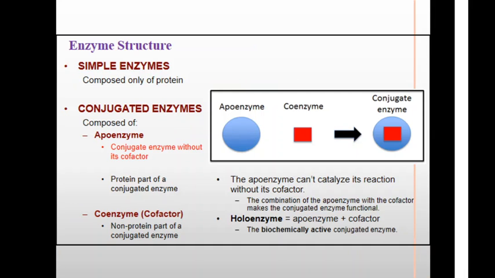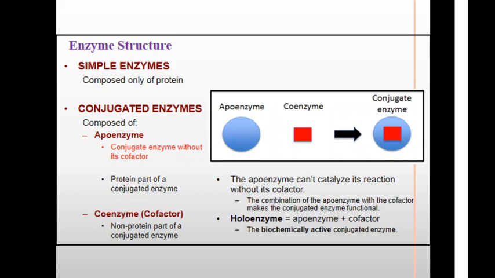Now, there are so many different types of enzymes that perform so many different types of functions. But based on the structure of the enzyme, they have been referred to by different names. Now, you have a class of enzymes called the simple enzymes. Now, simple enzymes are those which are composed only of proteins.